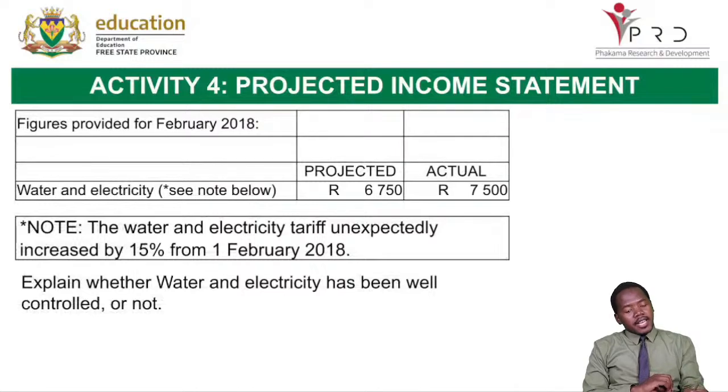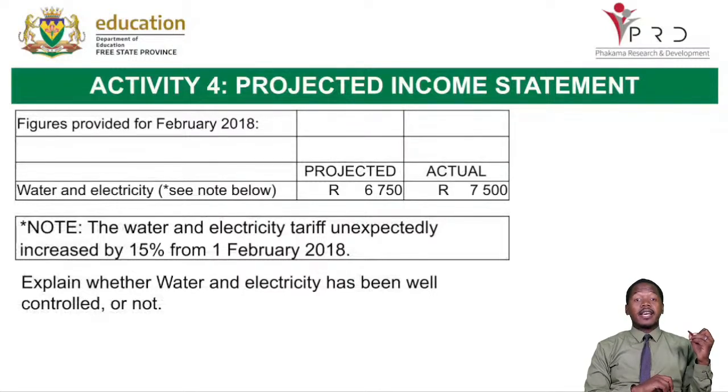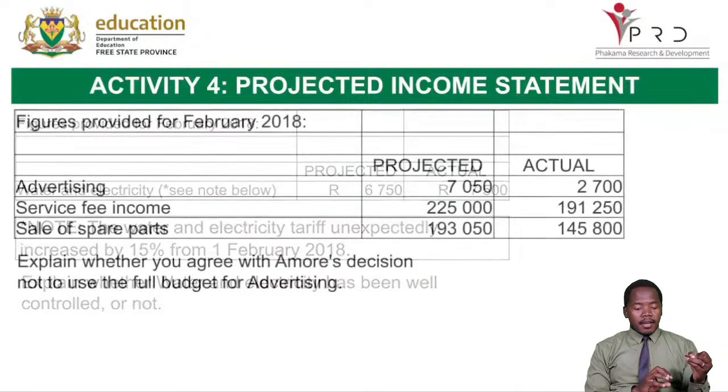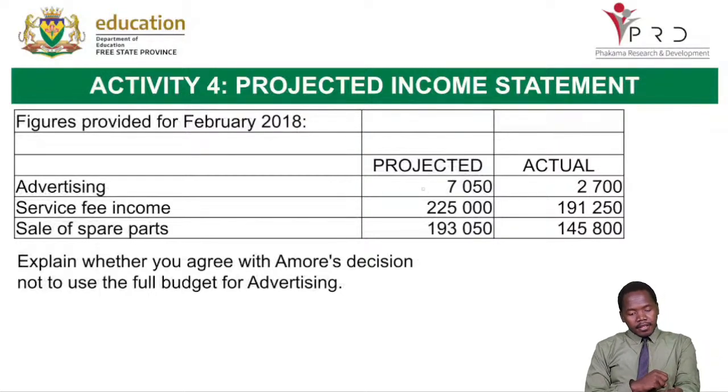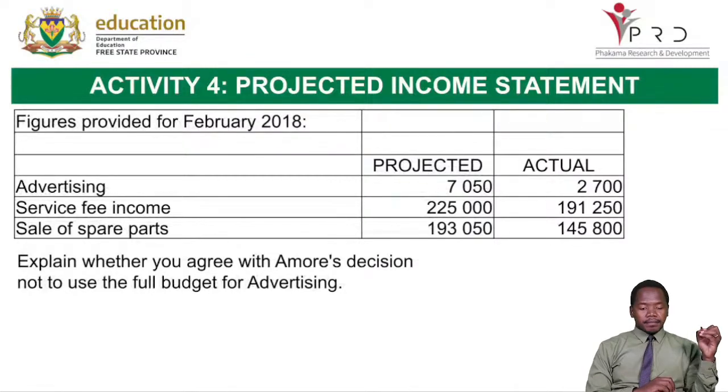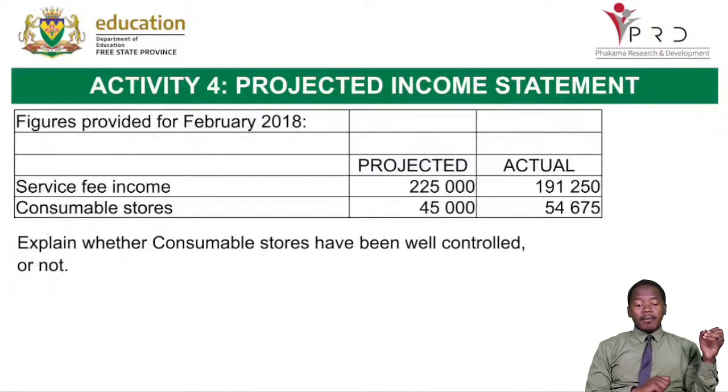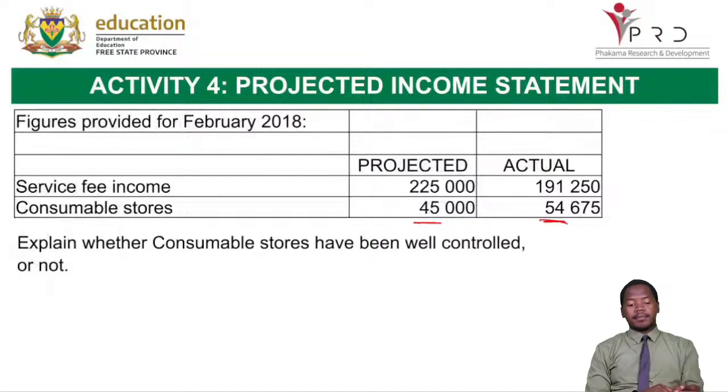Now, this is the information. Explain whether the water and electricity has been well controlled. This is what we are going to be doing. And then number 2, this will be your second activity, projected income statement. Explain whether you agree with Amora's decision not to use the full budget for advertising. There we have it. You have all the figures you need there. You have to explain. Explain whether consumable stores have been well controlled or not. There we have our consumable stores. That is your homework again.